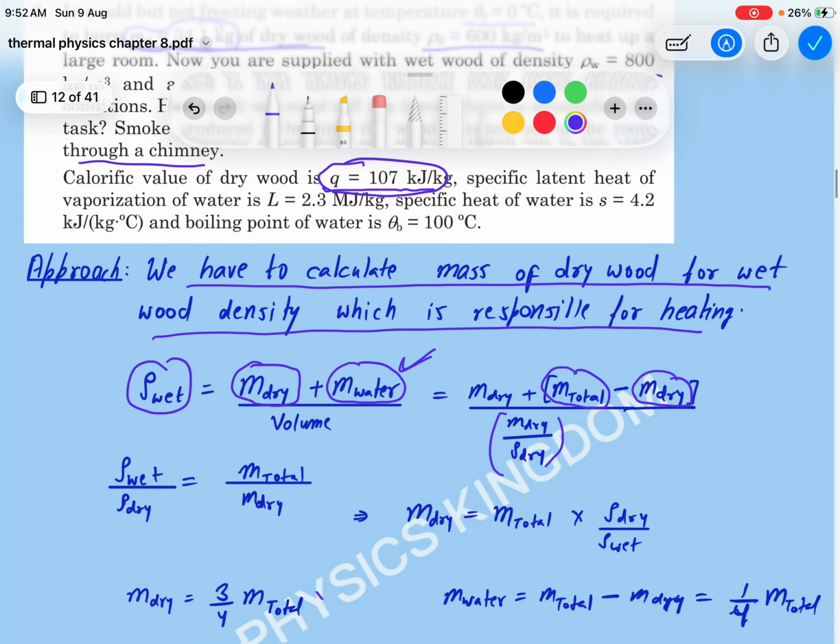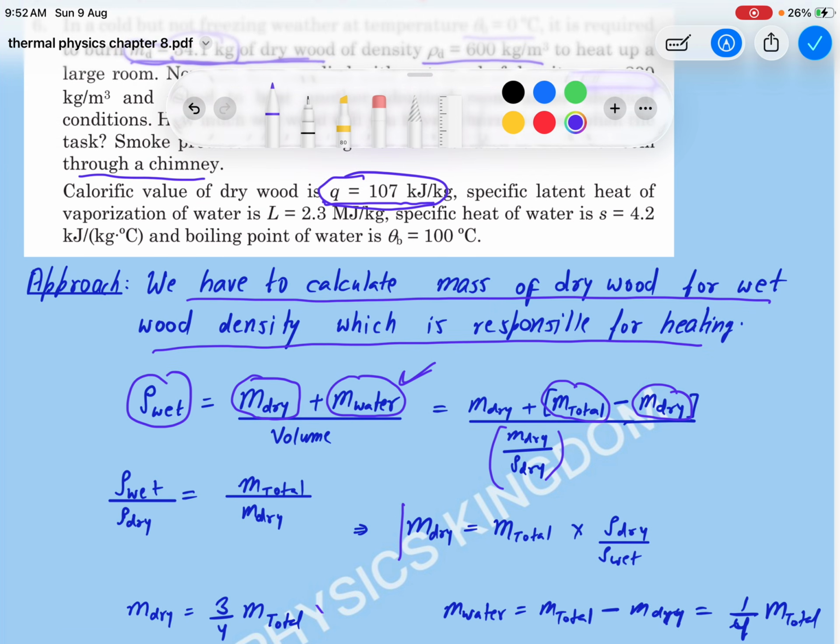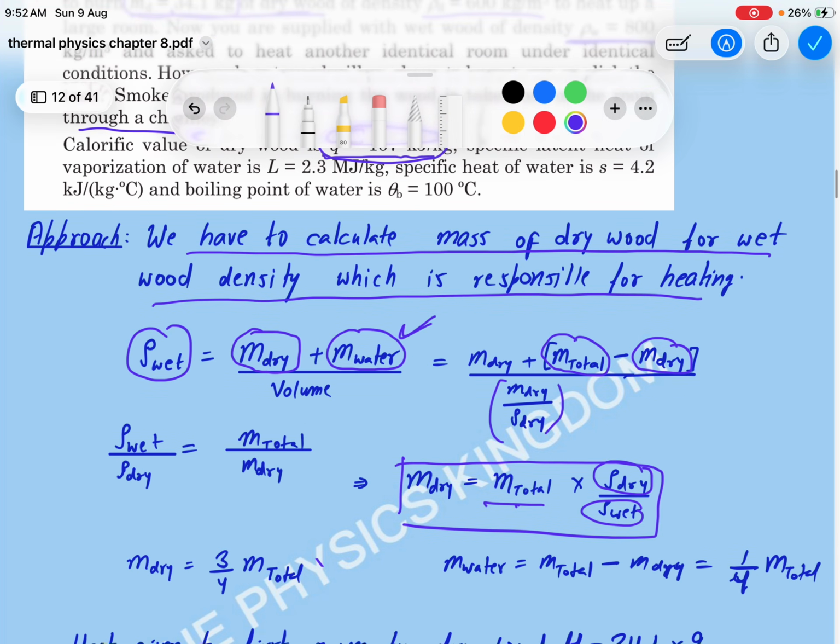So this I am just rearranging the terms. I am getting mass of dry wood as total mass multiplied by density of dry wood upon density of wet wood. So I am getting an expression like this. So mass of dry wood is 3 by 4 times mass of total, right? Similarly, mass of water inside is 1 by 4th of mass of total. Means 25% in this wood is water, and 75% is the dry wood, which is responsible for heat release, right?